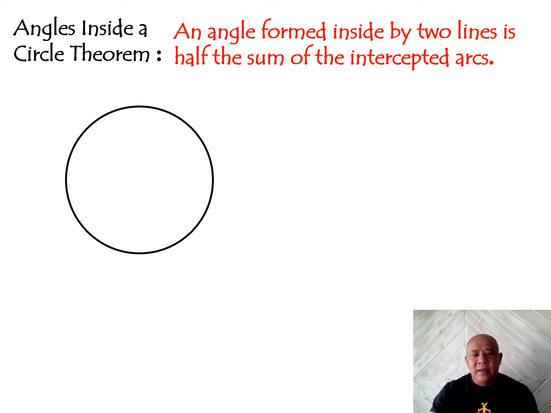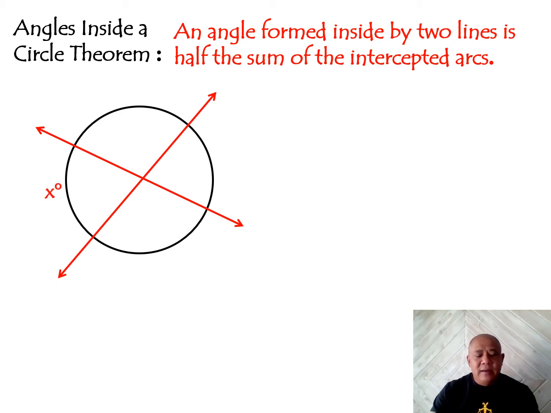So what does that mean? So let me show you what it means. We draw two secant lines. Okay, so you can see that. And here, one arc is X, the other arc is Y. And in the middle, it's an angle.